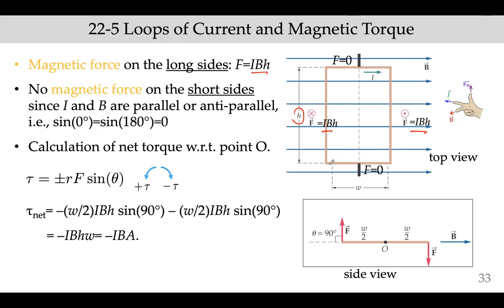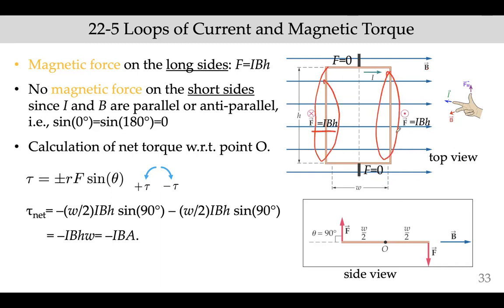Now these short parts, they don't feel any magnetic force. Why? Because here the current and the magnetic field are in the same direction, so you get sine 0, and down here the current is to the left, the magnetic field is to the right, so you have 180. In each case, sine 0 and sine 180 give you 0, so the forces on these short sides of the wire are 0. So we only have force on this part and on this part.